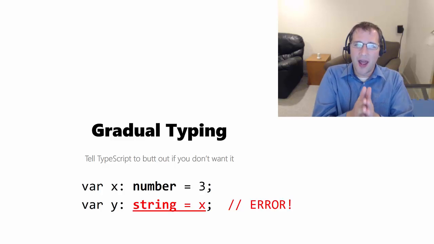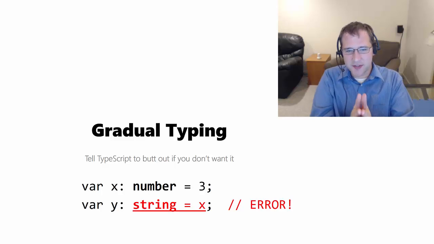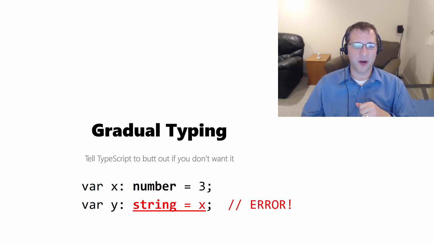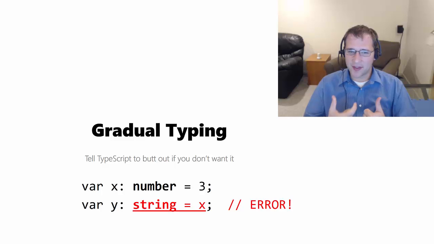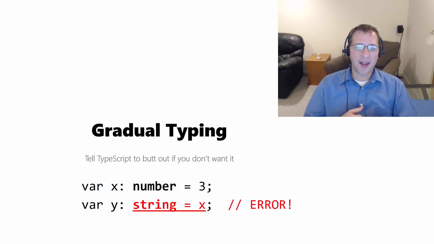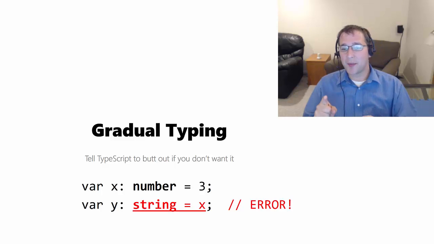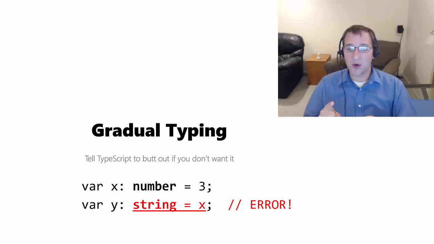You can start applying typing. And here's a little sneak peek of how you apply typing, right? So I've got var x, and I'm giving it the type of number. I'm saying x, this variable x, is the type number. And I'm even assigning it to a value, 3, right there. And on the very next line, I'm saying, here's another variable y. This variable is of type string, and I'm going to assign it to the value of x. But they're 2 different types, so TypeScript is going to give me an error.